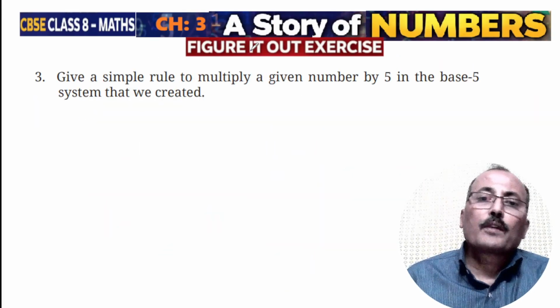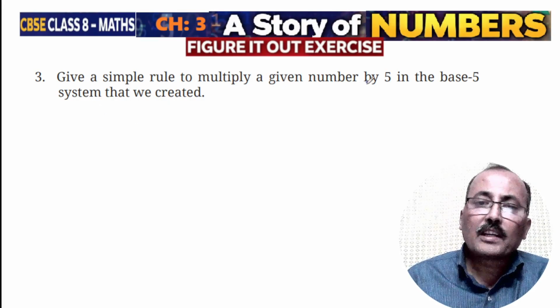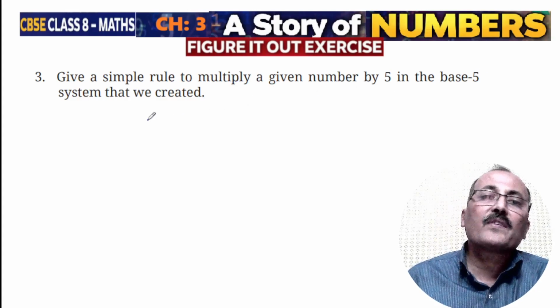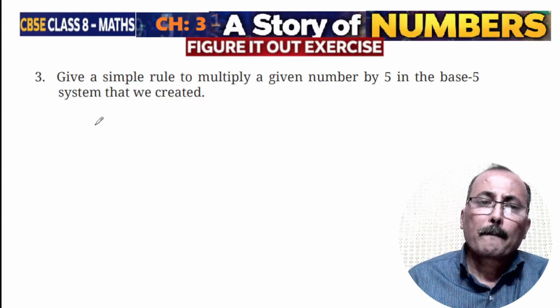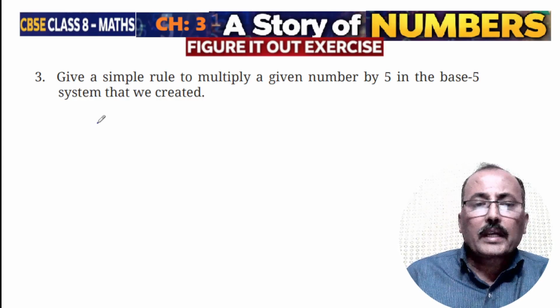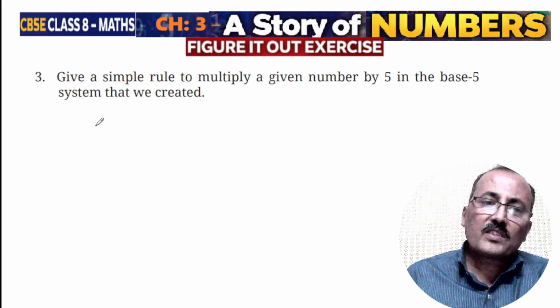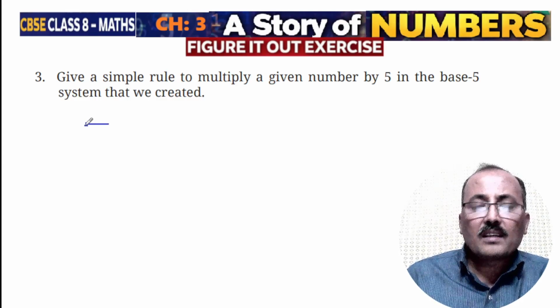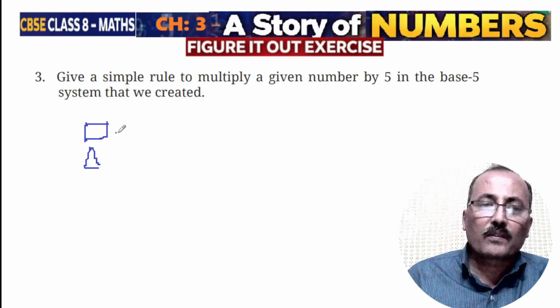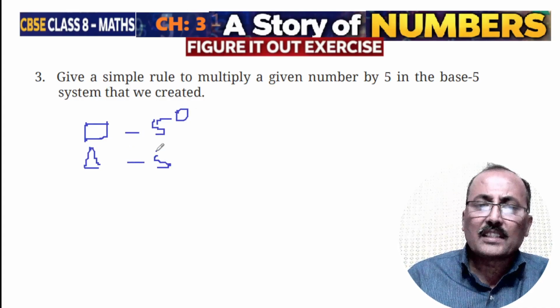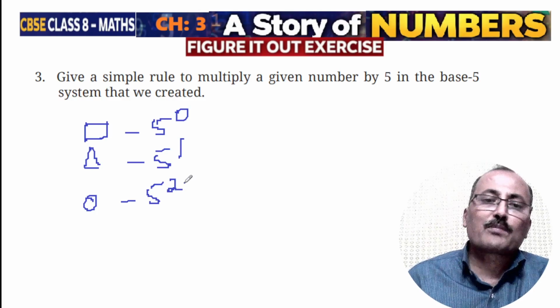Next, the third question from the figure-it-out exercise. Give a simple rule to multiply a given number by 5 in the base 5 system that we created. We have seen the symbols: the triangle for 5 power 0, the next symbol for 5 power 1, and the circle for 5 power 2. With this itself I will explain.